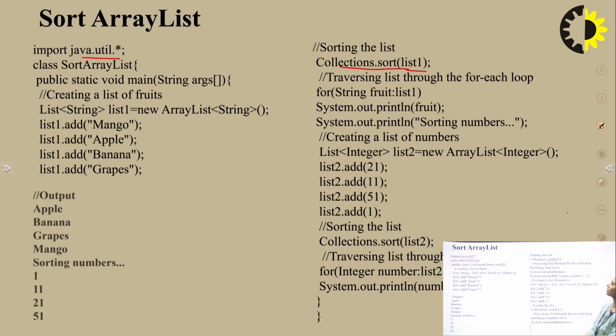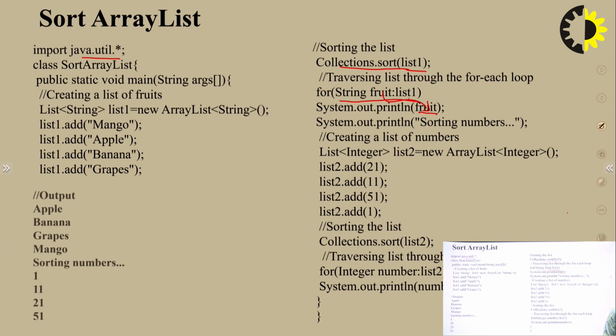Next, traversing the list through for each. We are traversing all of the list elements with the help of this for each loop, one by one. So the sout statement for the string fruit will print all the elements inside of this list. That is how we traverse all of the elements.